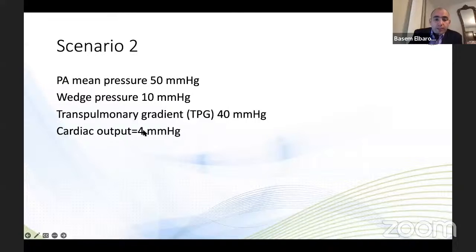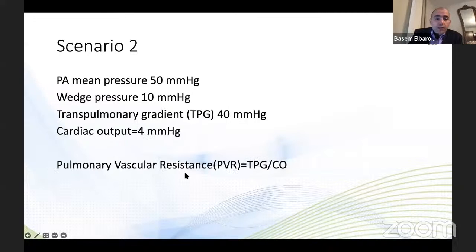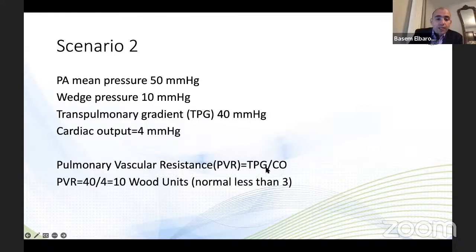And the cardiac output, let's say in this case, is 4. We calculate the PVR, and it's transpulmonary gradient 40 divided by 4, and that equals 10. And this is very high pulmonary vascular resistance. So this would be a precapillary pulmonary hypertension. The other types, type 1 if there's no history of lung disease or thromboembolism, and 3 or 4 if those cases are present.